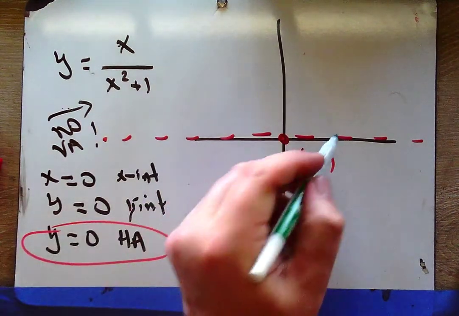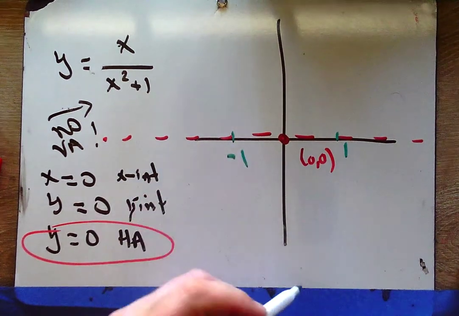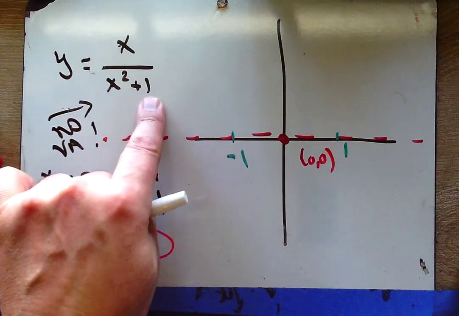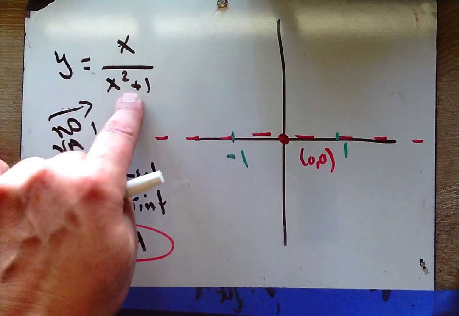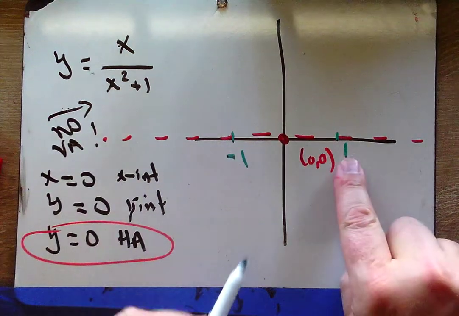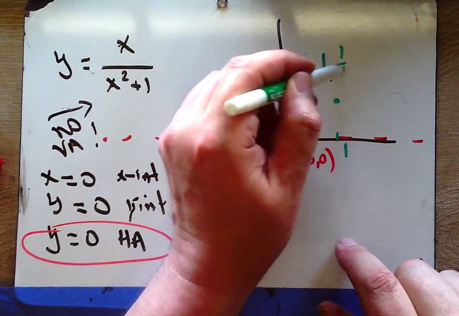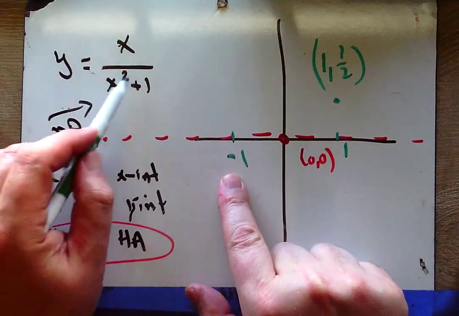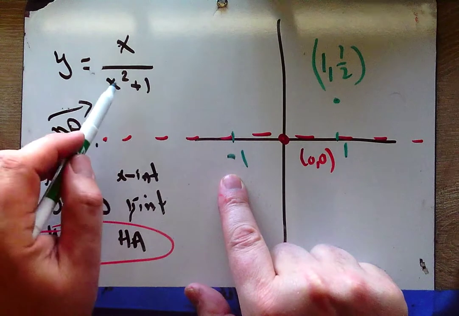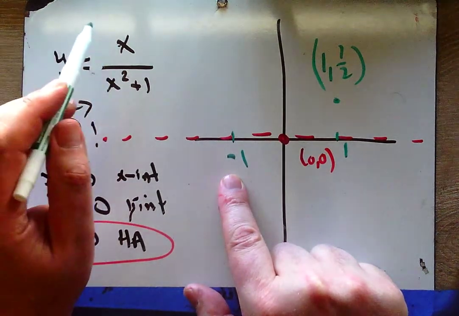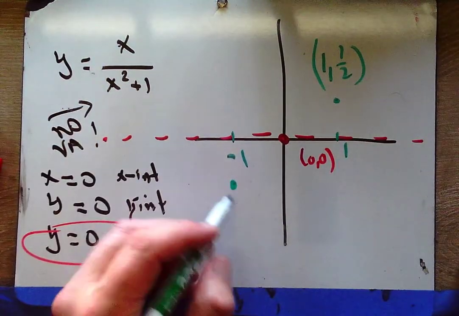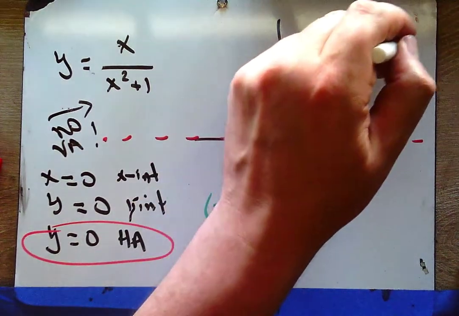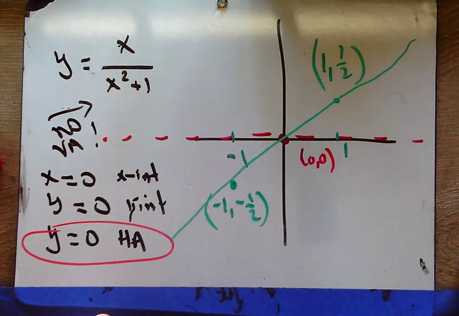So let's plug in a test point like 1 or negative 1. 1 squared is 1 plus 1 is 2. I got 1 over 2. Positive 1/2 at x equals 1. So 1, 1/2. Nice. What happens when I plug in a negative 1? Well, negative 1 times negative 1 is still 1. 1 plus 1 is still 2. But on top now, instead of having positive 1/2, I got negative 1/2. Negative 1, negative 1/2.